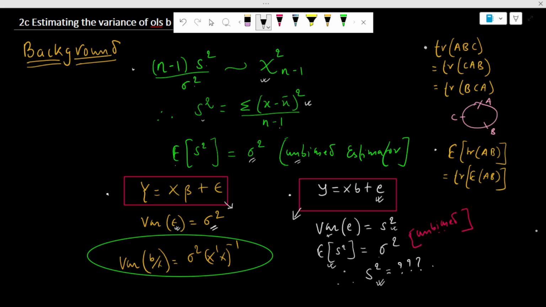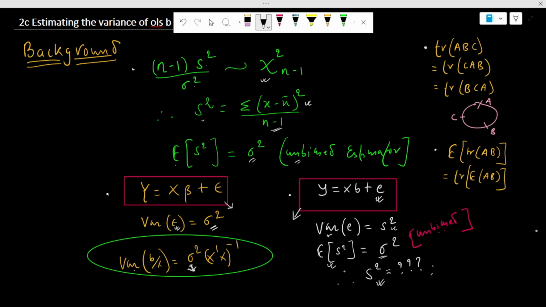Basically, what is the dividing factor? Here we have n-1, so what is the dividing factor in the case of the variance of the sample residual, so that we get an unbiased estimator of the variance of the population residual? This is what we are going to find out today. And this is necessary because the conditional variance of the OLS beta estimate is given by the variance of the residual in the population model times X transpose X inverse. Now we need to estimate this with the help of the sample residual. And these are some of the properties that are going to be useful.